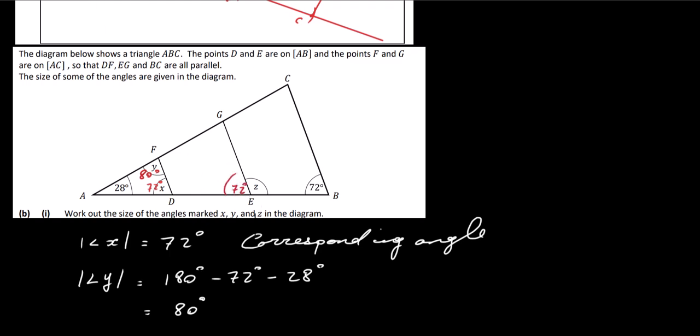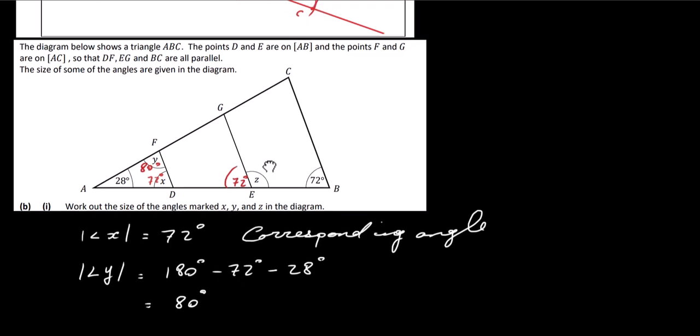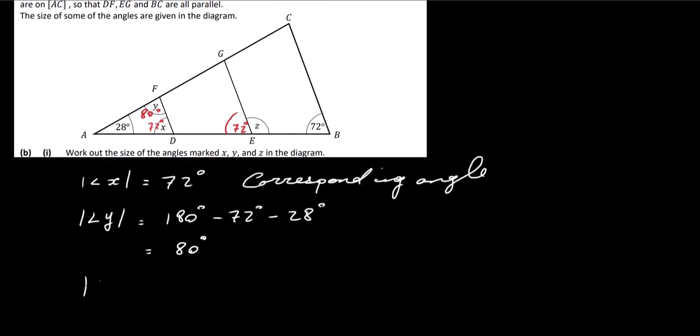So all we've got to do is subtract from 180. So let's do that. The size of the angle Z is equal to 180 degrees minus 72 degrees. When you do that, you get 108 degrees. So that's it. We have X, we have Y, and we have Z.